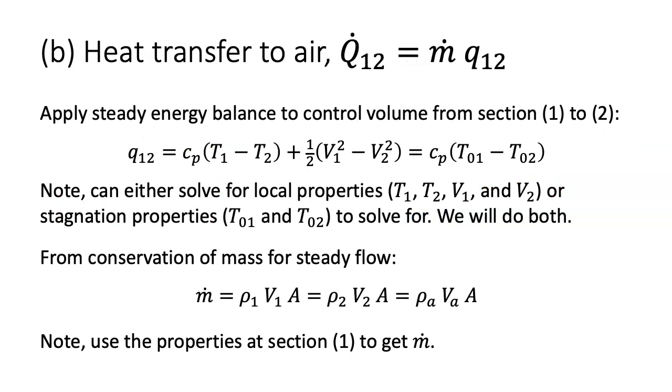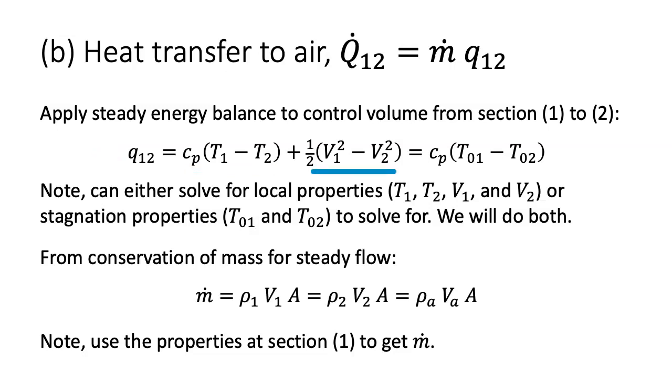For part B, calculate the rate of heat transfer from section 1 to section 2 for the specified conditions. To begin, we apply conservation of energy for steady flow to a control volume containing the airflow from section 1 to section 2 to get an equation to solve for the heat transfer per unit mass, which is equal to the change in enthalpy and kinetic energy.